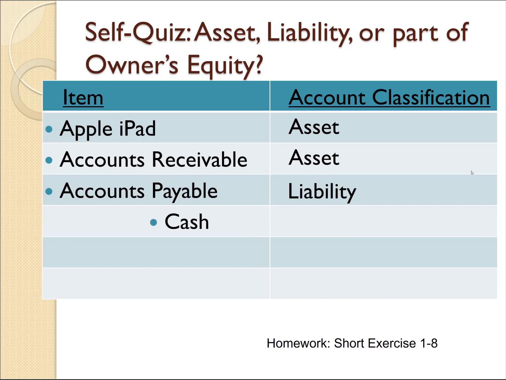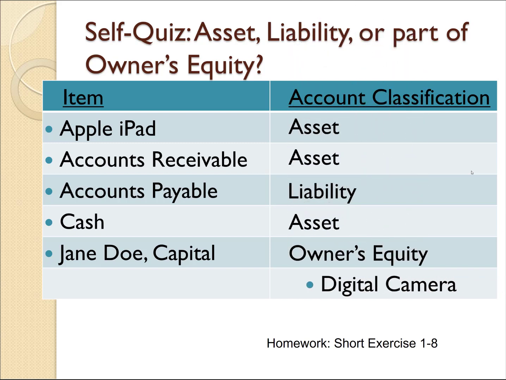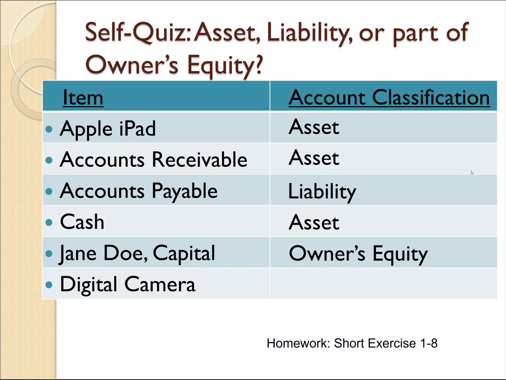And cash? Cash is everyone's favorite asset. How about Jane Doe, capital? So Jane Doe must be the owner's name, and capital is a type of owner's equity account. And then finally, what if a company has a digital camera? Well, that's something that it has or something that it owns, so that is an asset. And that's it.